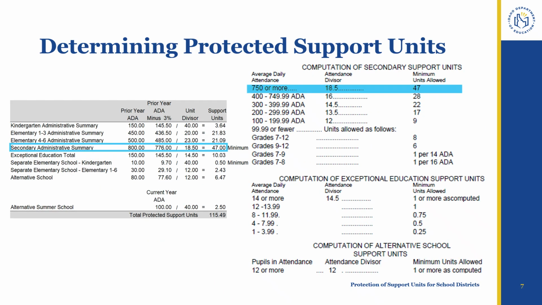Likewise, the secondary prior year adjusted ADA less 3% is 776. The bottom half of the support unit divisor table shows that at this amount of secondary ADA, the appropriate divisor is 18.5. However, 776 divided by that divisor is 41.95 support units. But at that level of ADA, there is a minimum of 47 support units allowed.